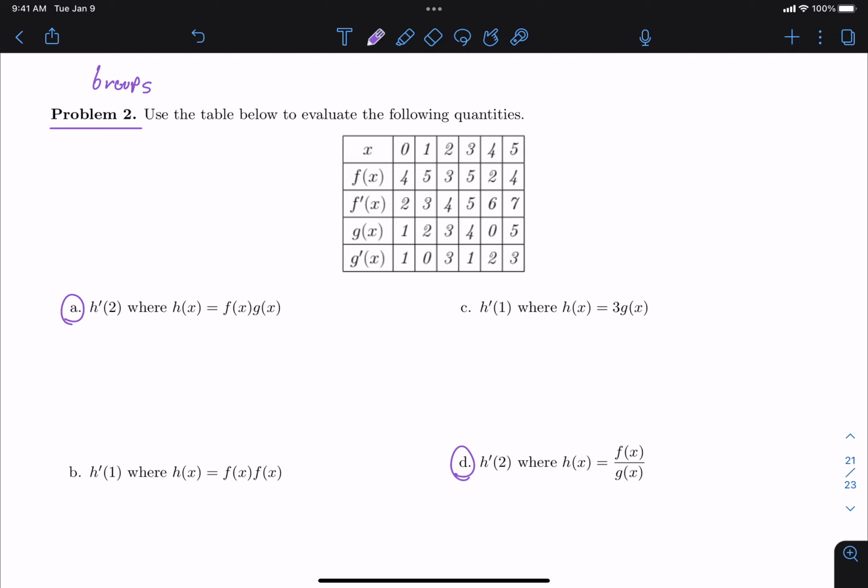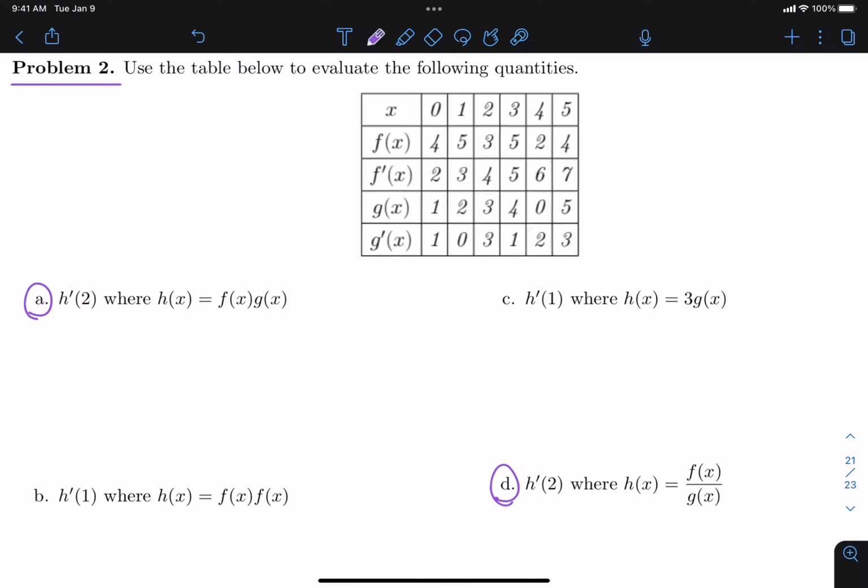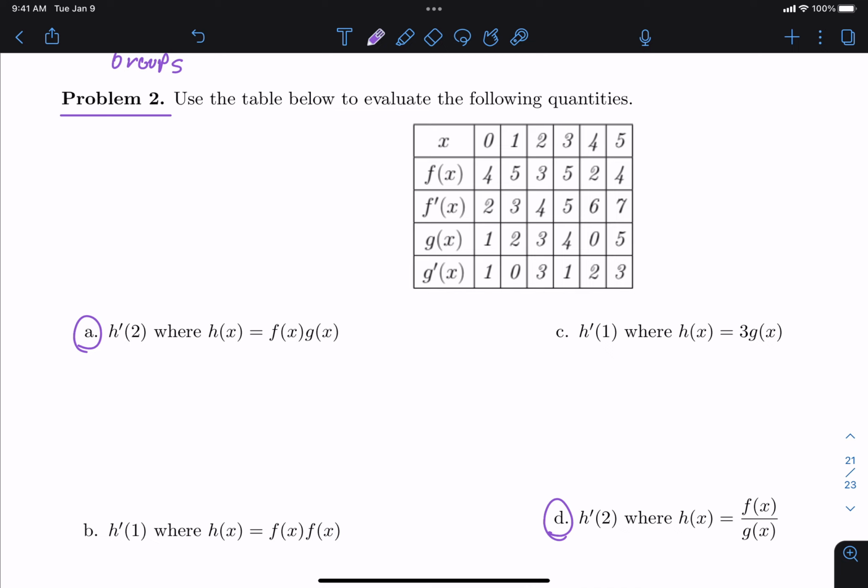All right, let's quickly discuss the solutions here. So what do we have? We have f of x times g of x. So this one's just a straight copy of the rule. H prime of x is going to be f prime of x times g of x plus f of x times g prime of x.